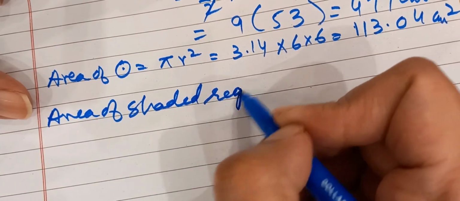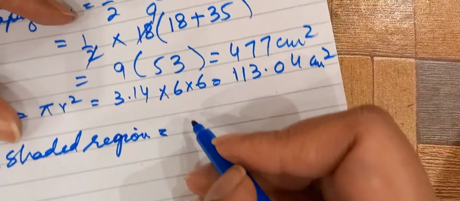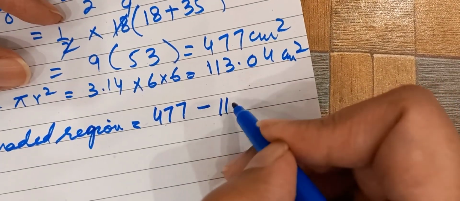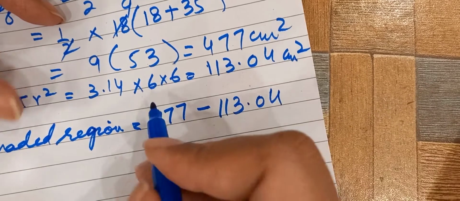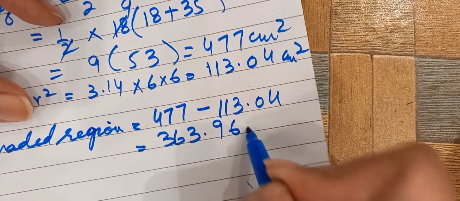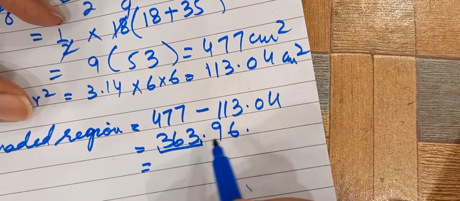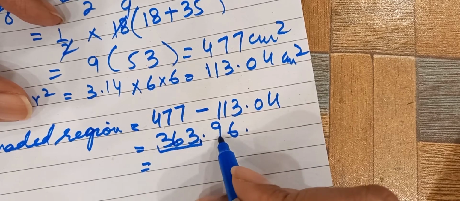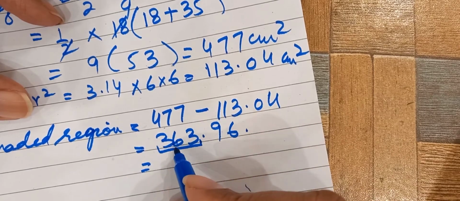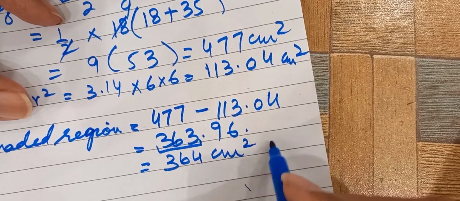So I will subtract both of these, so I'll get area of shaded region is equal to area of trapezium minus area of the circle, which is 113.04, and the answer is 363.96. At the end they have rounded it off to 3 significant figures, so when I round it off, I see the next number, which is 9, which is greater than 5, so I add 1 to it, which is equivalent to 364 centimeters square, which is our answer.